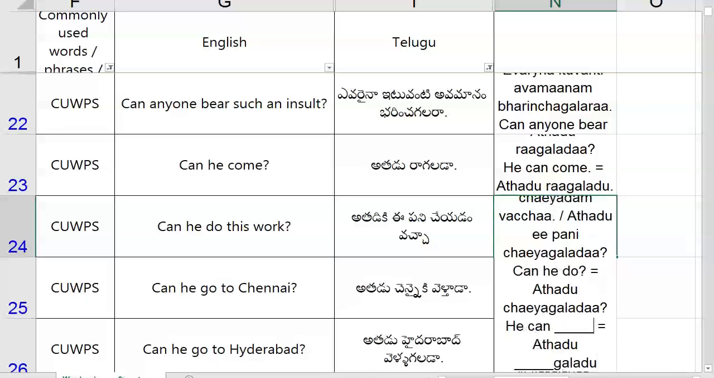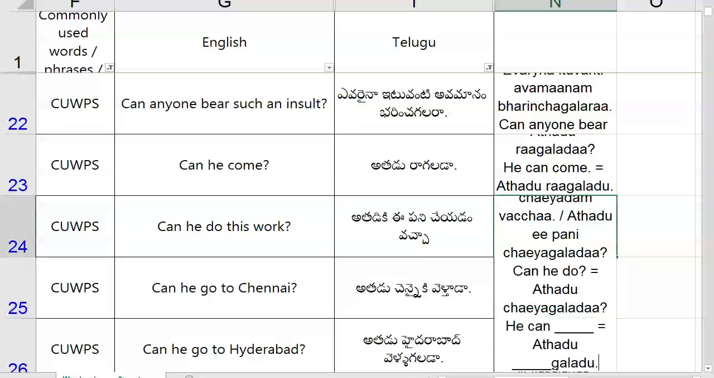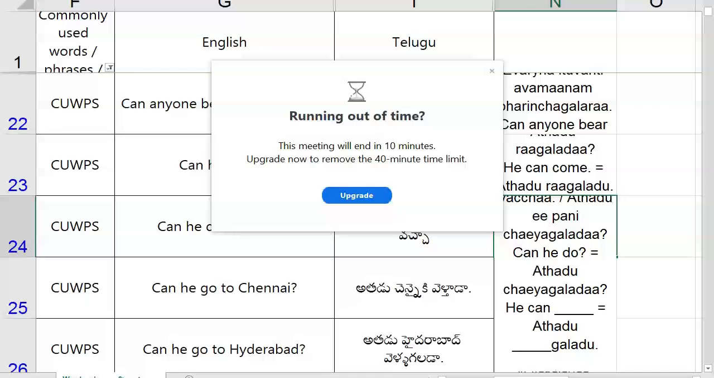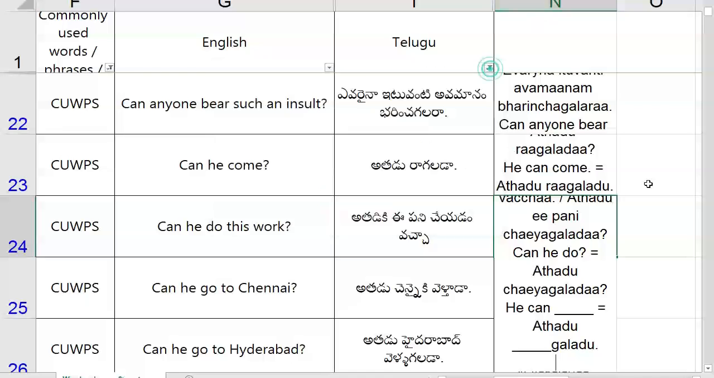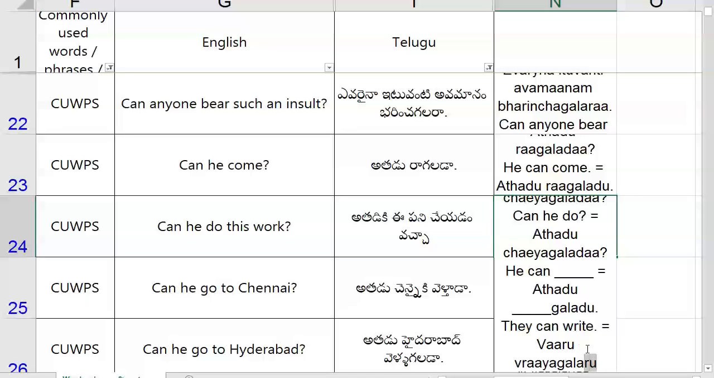For example, he can write. Atadu vrayu is base form. Vraya galadu. So u becomes a, then add galadu. For all the verbs, it is the same rule. Okay. So similarly, when you are changing the subject to another subject like she or they, you need to follow the personal suffix rule. For example, I will write they can write. వారు రాయగలరు. So this one we change as per the subject.